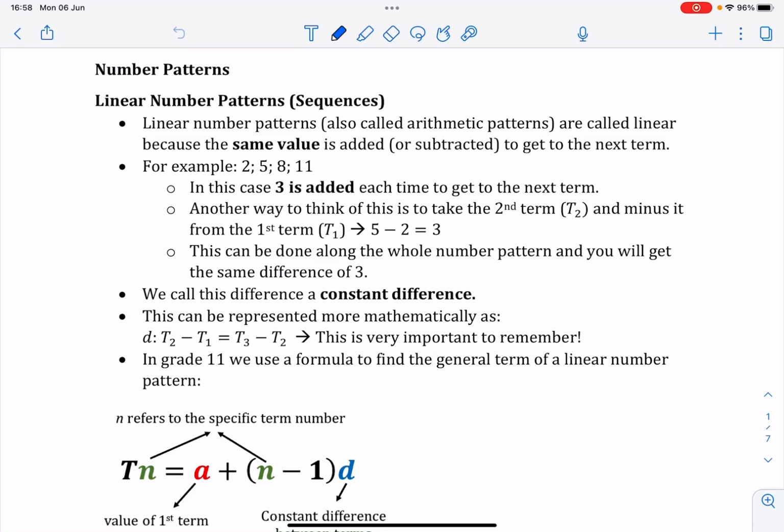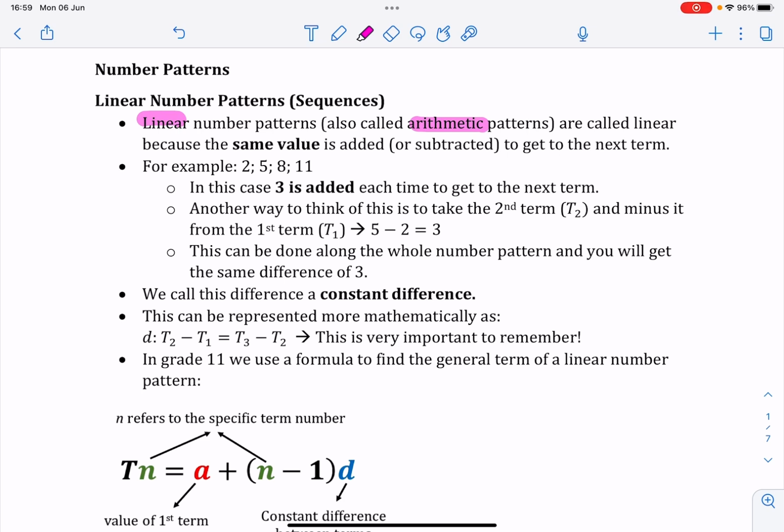In this video, I'm going to go through number patterns for grade 11. So let's jump right into it. Linear number patterns. A linear number pattern is also called an arithmetic pattern. This is a keyword that they might use within a sentence. So linear means arithmetic.